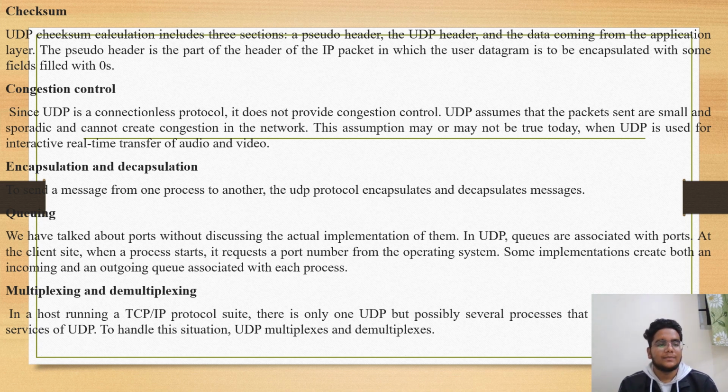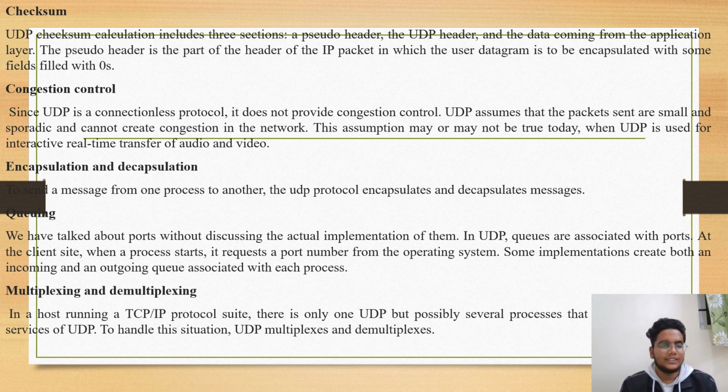So coming to the checksum, UDP checksum calculation includes three sections: the pseudo header, the UDP header, and the data coming from the application layer. The pseudo header is a part of the header of the IP packet in which the user datagram is to be encapsulated, with some fields set to zero.